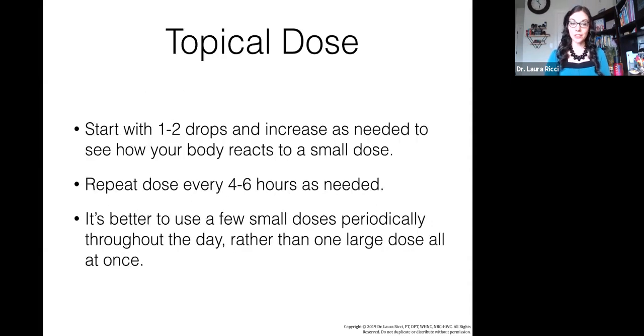So for a topical dose, we're going to start with about 1 to 2 drops, and we're going to increase as needed to see how your body reacts to a small dose of an essential oil. You can repeat this dose every 4 to 6 hours as needed with topical use. It's better to use a few small doses periodically throughout the day versus one large dose all at once. So less is more, less more frequently. Just like when we talked about internal use with essential oils, we're going to do the same with our topical use.